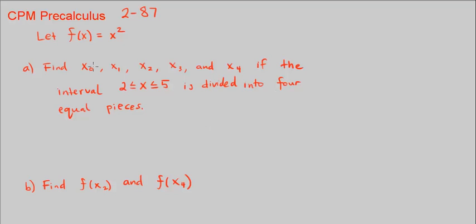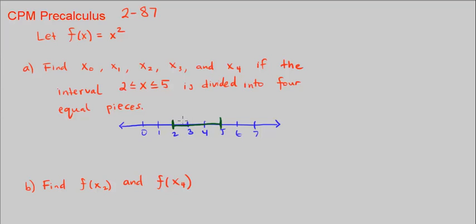So we just want to give 5 different x's for this interval when it's divided into 4 pieces. Let's go ahead and draw this. This is my number line. I have 0 here, 1, 2, 3, 4, 5, 6, 7. I'm starting with 2 to 5, so I'm going from 2 all the way to 5, and this interval I'm dividing into 4 equal pieces. So let's go ahead and divide that.